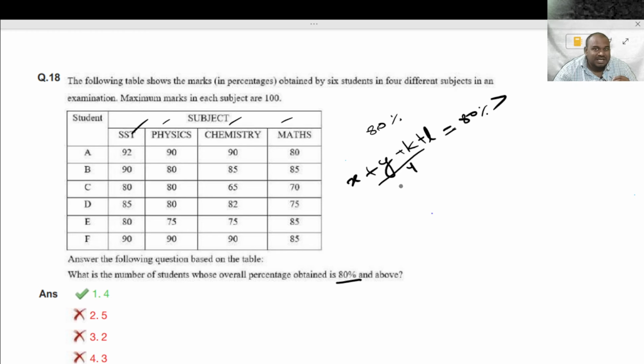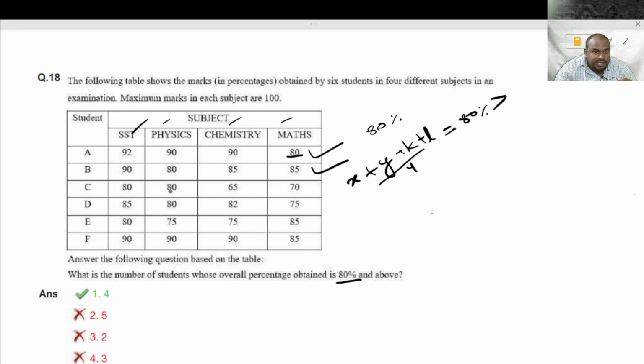So instead of adding 92, 90, 90, 80 divided by 4, there is one more method you can use. You just observe individual subjects. In all the individual subjects, it should be more than 80. If that is satisfied, then you can count it. See, in the first one, A, 92 is more than 80, 90 more than 80, 90, 80. So every subject is having more than 80, so you can count it. Same way for B: 90, 80, 85, 85. Every subject is having more than 80. So count it. Till now, there are two students.